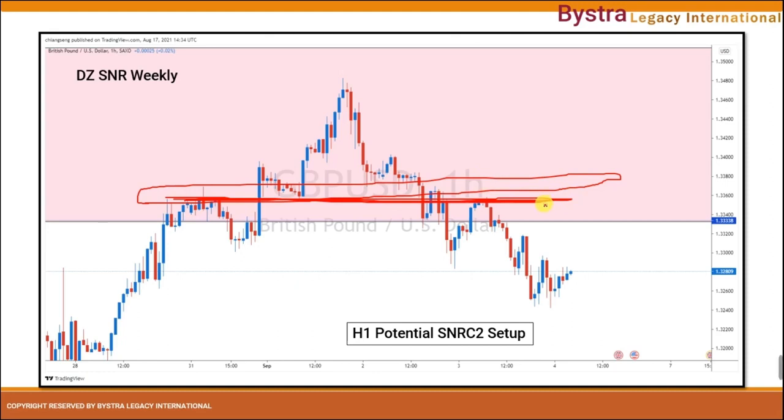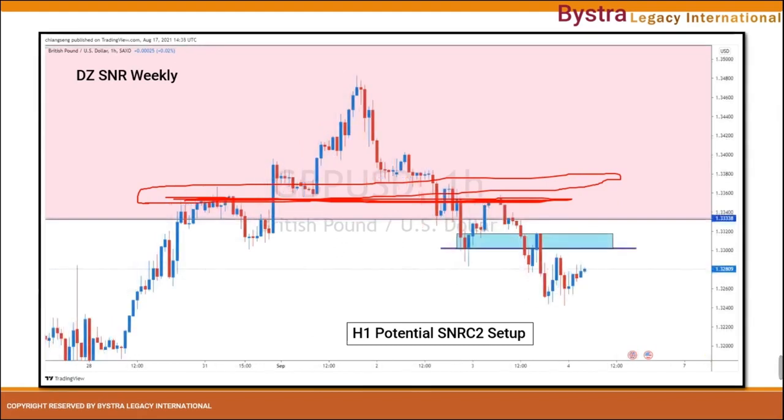Next, as we can see here in the H1 time frame, there is a potential SNRC2 setup. Can you see that, guys? Let me show it to you. There we go. This is the potential SNRC2. As I draw here, this will be our strong support. This will be our rally base drop. Then the price has broken this previous support, so it has broken two supports, then it is a valid SNRC2 setup.